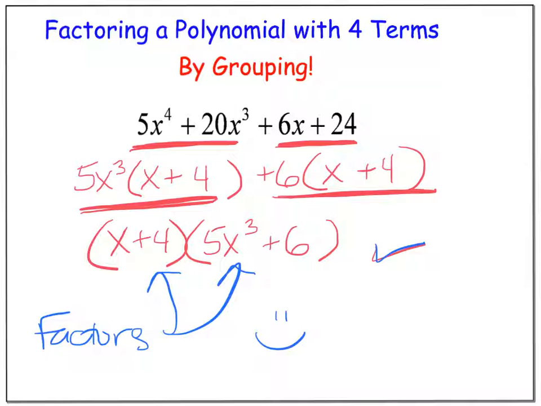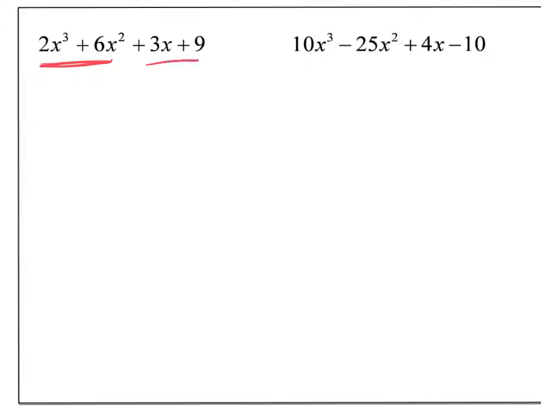I'll do two more examples with you. Your number one job is to realize you have four terms, and that should trigger, hey, maybe I can factor by grouping. These two get grouped and those two get grouped. Your next step is to find the greatest common factor of these two. Well, that would be 2x squared. Dividing 2x squared out of each of those terms gives you an x plus 3.